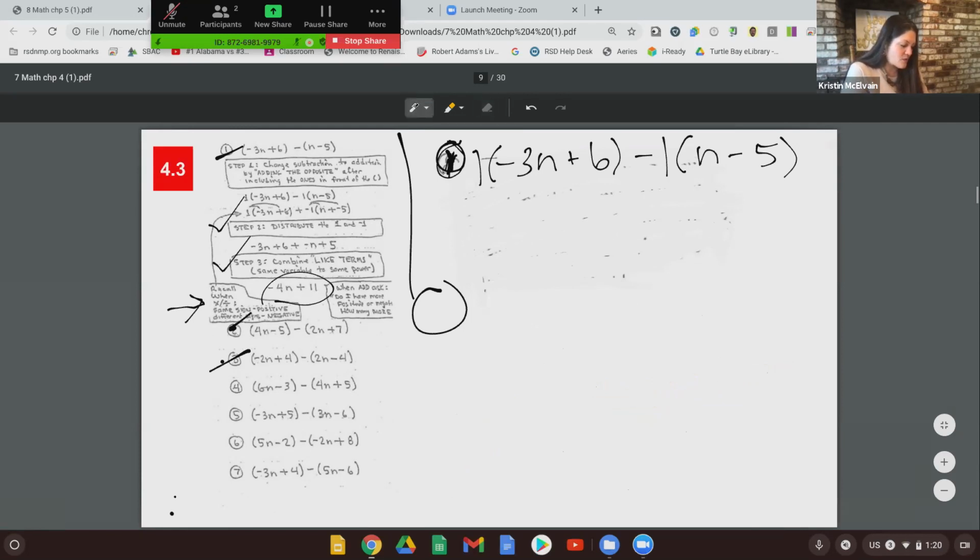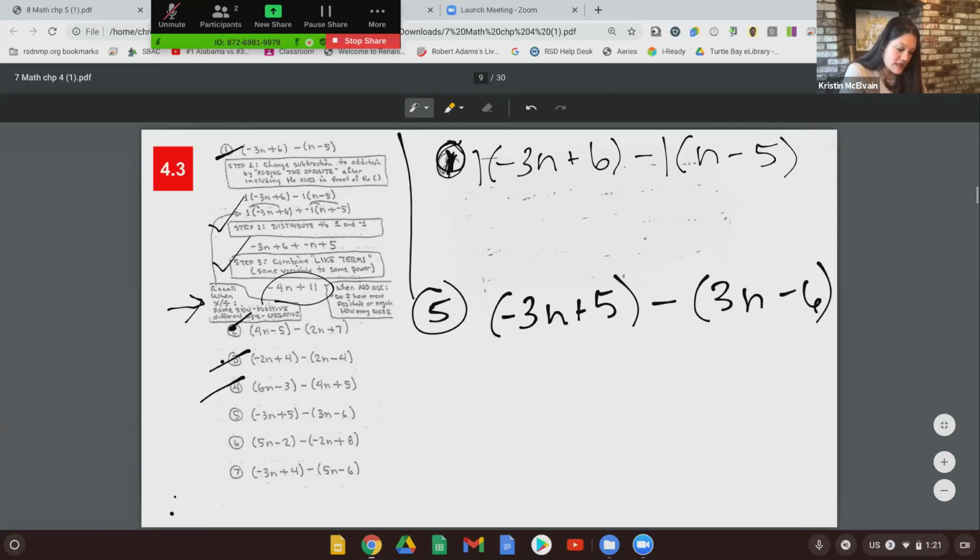That was 4. On to number 5. 5 is negative 3n plus 5 minus 3n minus 6. Okay. I don't think I did this earlier, but I'm going to add the opposite within the parenthesis. There. All right. So distribute a 1, distribute a negative 1.